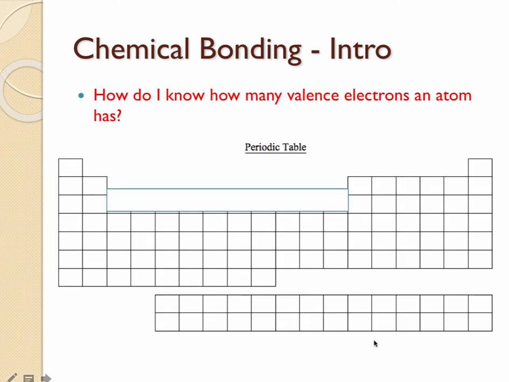So how do we know how many valence electrons an atom has? Probably in a previous course you've talked about this.